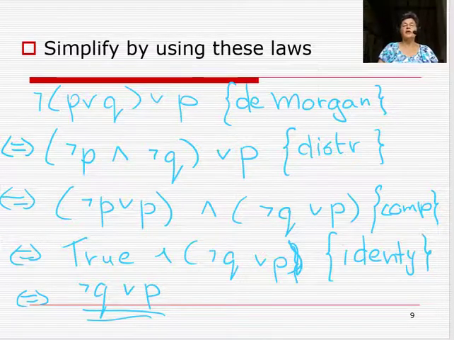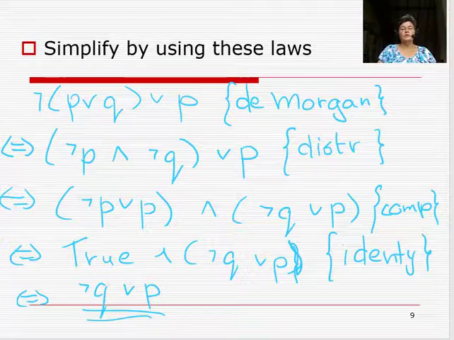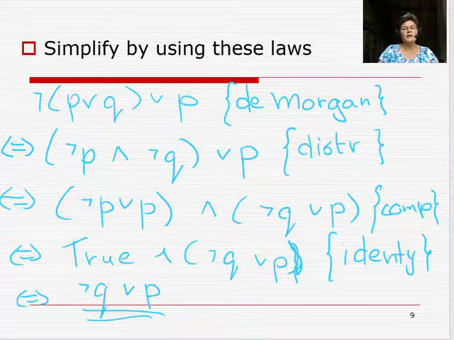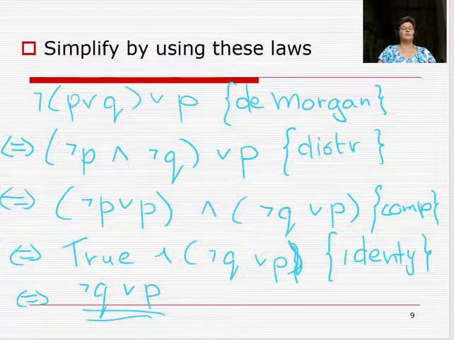By the way, on your exam, you're allowed to use the laws on a small piece of paper. We will give it to you during the exam. And so you don't have to memorize. You can always check out what was the name of a specific law. It's more the recognition that is really important.